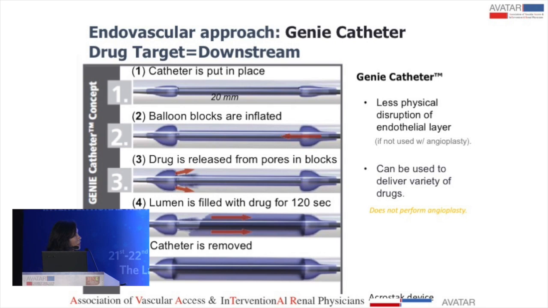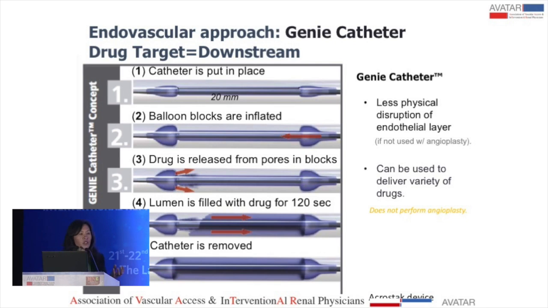Balloon blocks are then inflated so that when the drug comes out, it doesn't go out beyond the area that you're interested in. So the balloon blocks are inflated, drug is then released through pores that are inside these blocks, and then the drug is filled for 2 minutes within the area of interest. The catheter is then removed and the drug remains to have its activity.